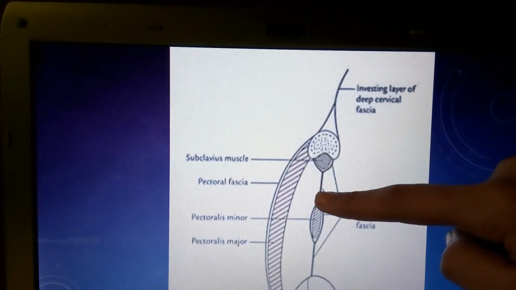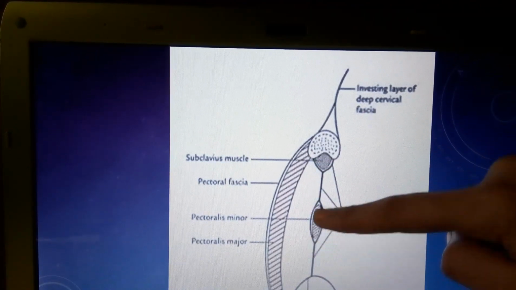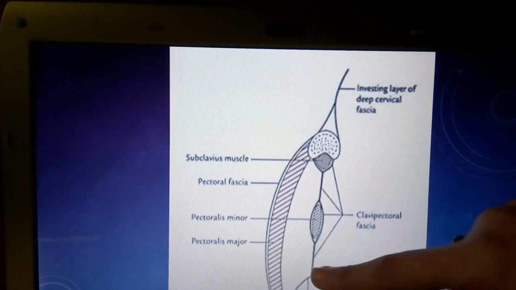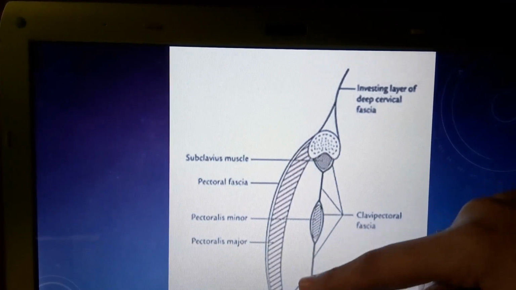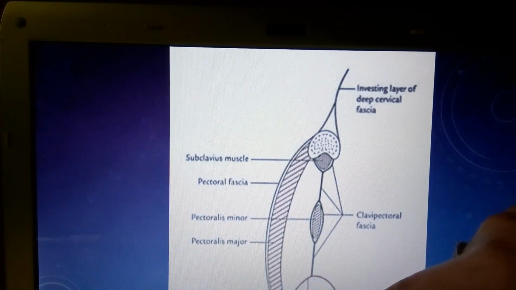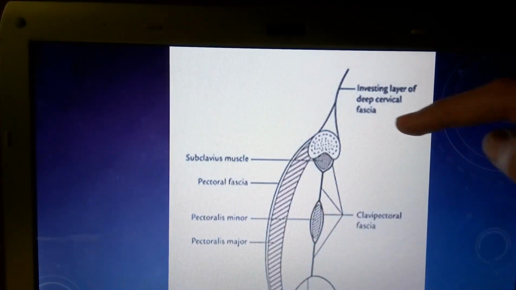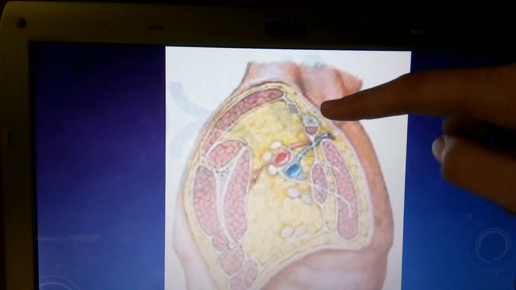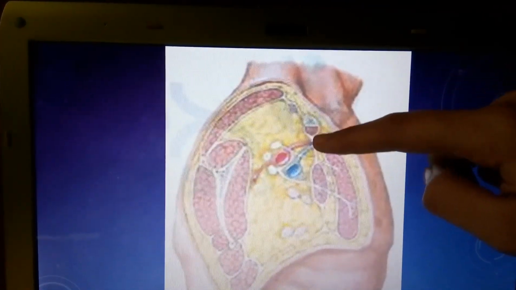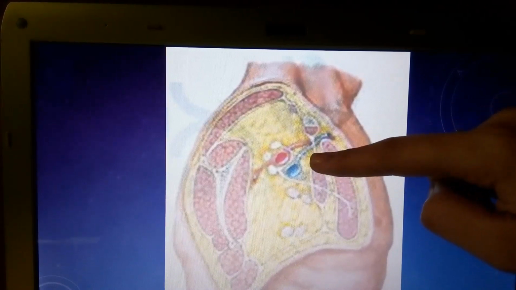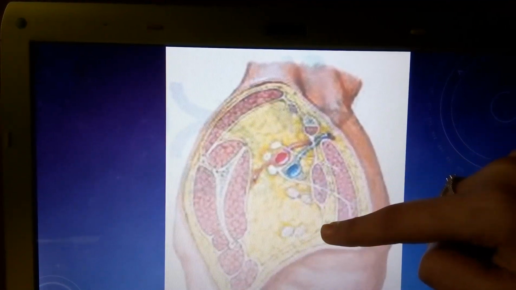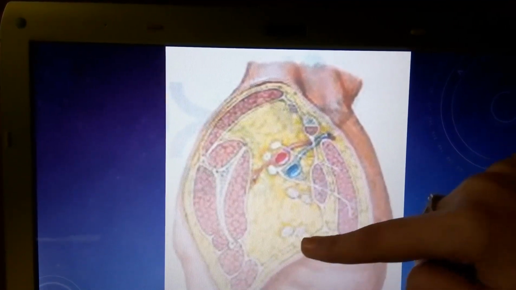Below, it extends downwards and encloses the pectoralis minor muscle. Again it forms a suspensory ligament of axilla downwards and gets attached to the axillary fascia. It is this suspensory ligament of axilla which helps in maintaining the dome shape of the axilla. So this is about clavipectoral fascia. When you talk about the content of the clavipectoral fascia, here you can see the subclavius muscle below the clavicle and the pectoralis minor. The fascia encloses the subclavius muscle and pectoralis minor muscle, forms a suspensory ligament of axilla and then gets attached to the axillary fascia.